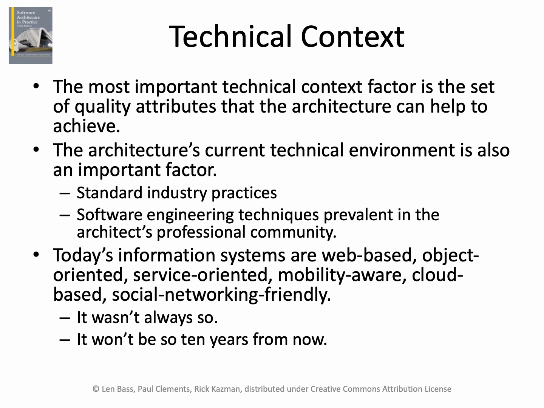The technical context, let's expand on that. The most important technical context factor is the set of quality attributes that the architecture can help to achieve. The architecture's current technical environment is also an important factor, where standard industry practices are involved, and software engineering techniques prevalent in the architect's professional community.